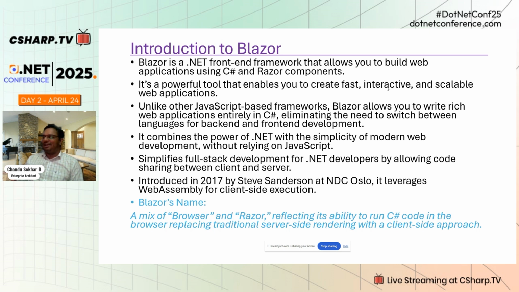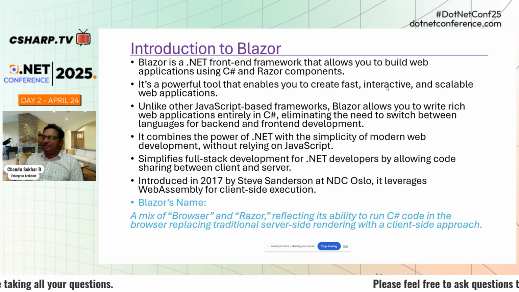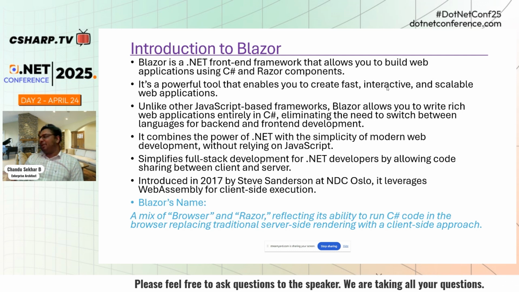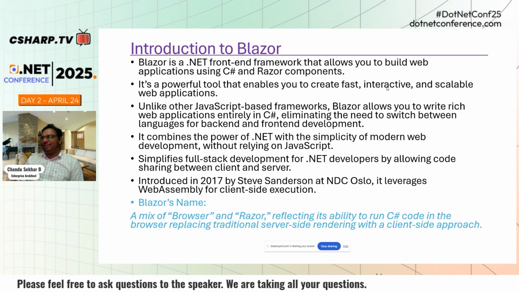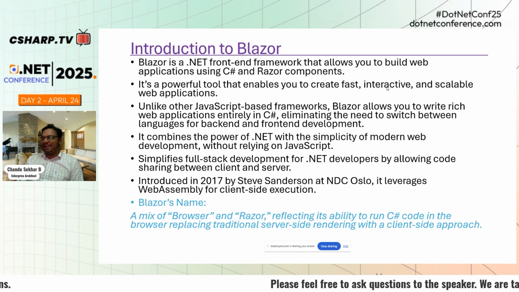Unlike other JavaScript based frameworks, Blazor allows you to write rich web applications entirely in C Sharp, eliminating the need to switch between languages for back-end and front-end development. So we can develop scalable web applications entirely in C Sharp. It combines the power of .NET with the simplicity of modern web development without relying on JavaScript. That is the biggest advantage of Blazor. It also simplifies full stack development for .NET developers by allowing code sharing between the client and server.